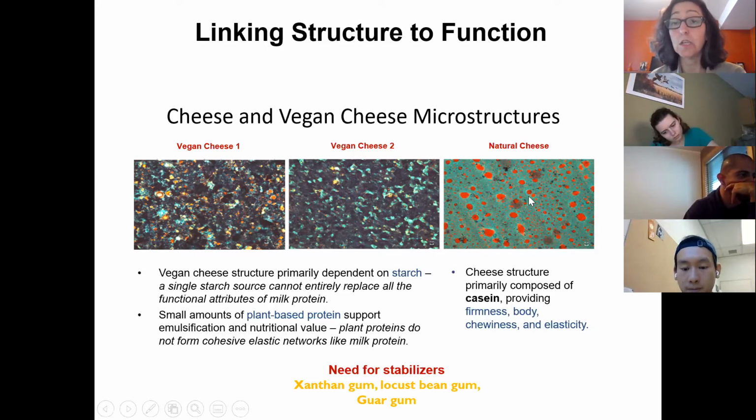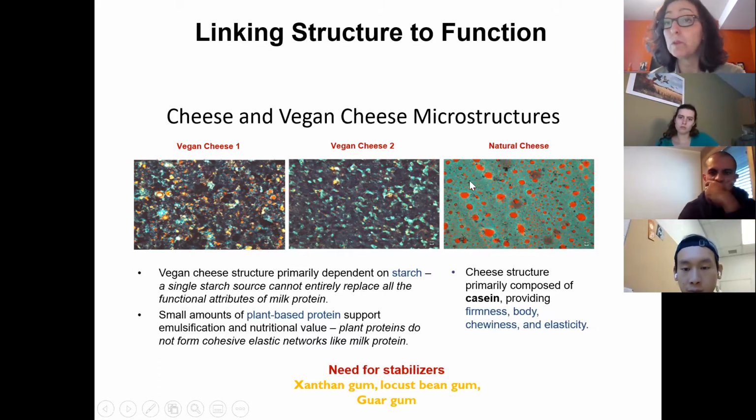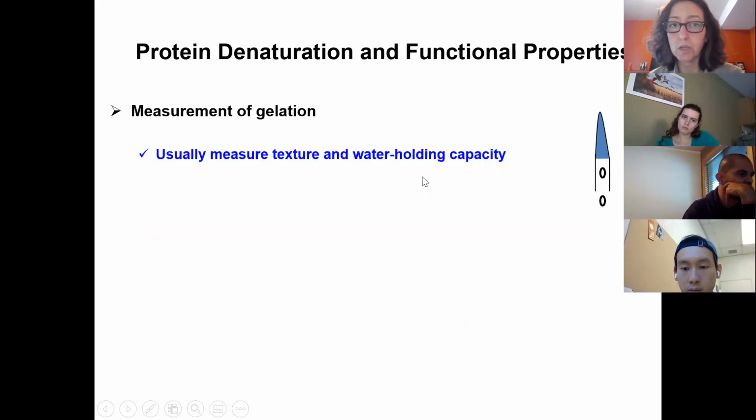So looking at cheese, you can see the green texture here of the cheese. This green here is the protein matrix. So you see a very nice protein matrix distribution and a very nice distribution of the lipid in that cheese, which we don't see in plant-based cheeses.